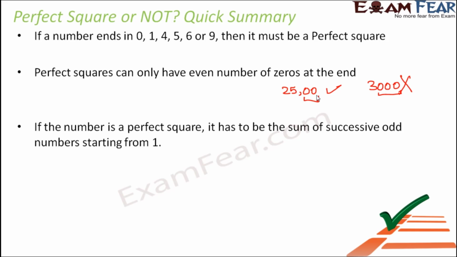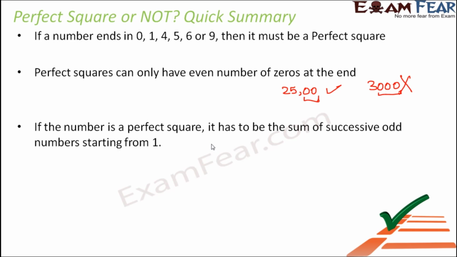If a number is a perfect square, it has to be the sum of successive odd numbers starting from 1. So any number which is a perfect square has to be the sum of the first n odd numbers. That is why we say that the sum of the first n odd numbers is n square. So that n square is a perfect square.